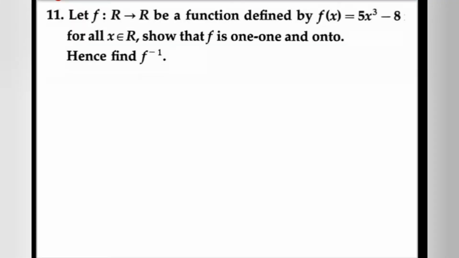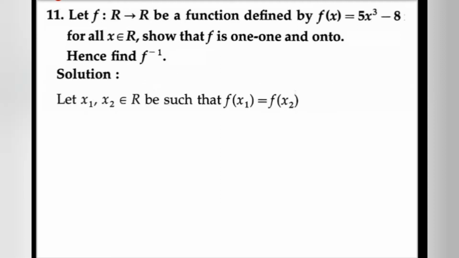Question number 11. Let f from R to R be a function defined by f(x) = 5x³ - 8 for all x belonging to R. Show that f is one-one and onto. Hence, find f inverse.